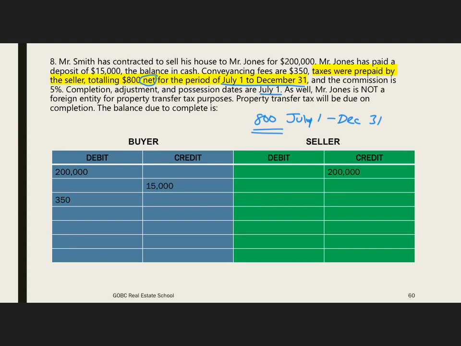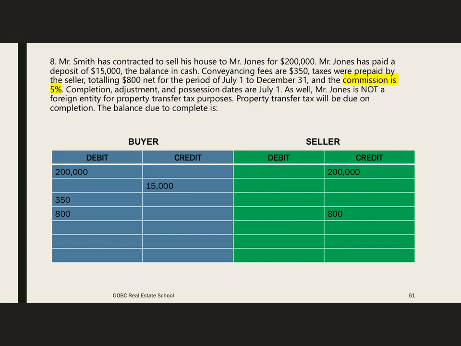Now what they're hoping you're going to do is they're hoping you're going to think that $800 is for the full year, and that you're going to split it in half and debit the buyer and credit the seller. But you don't want to do that because it says that it's net for that specific period and it's not for the entire year. So you just go ahead and debit that to the buyer and credit that to the seller.